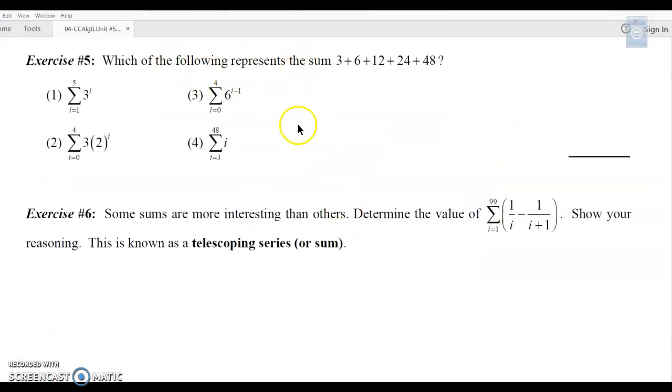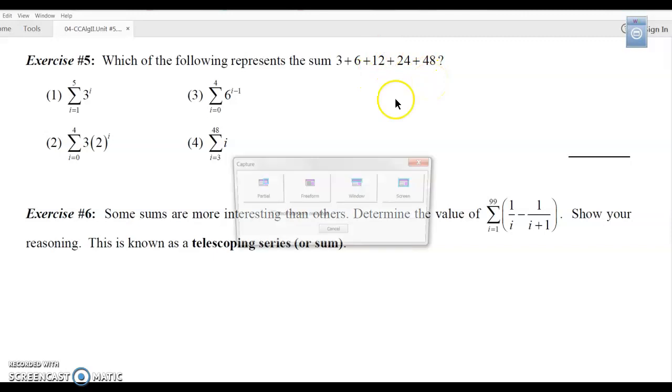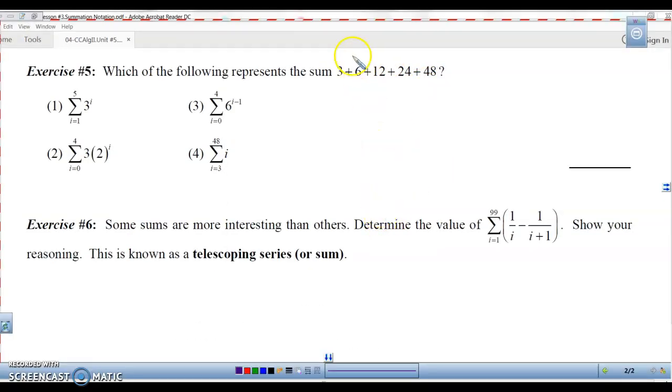Okay, which of the following represents the sum of 3 plus 6 plus 12 plus 24 plus 48? What do we notice about these numbers? Well, what's happening every time as we go across? We're multiplying by 2, aren't we? So what kind of sequence is this? This is a geometric sequence. The geometric sequence formula is a of n equals a1 times r to the n minus 1. That's my general sequence formula. So what I need to figure out is which one of these formulas will work for this.